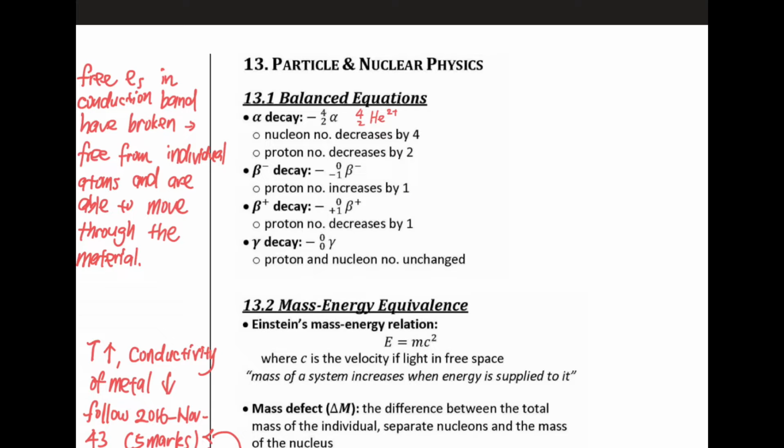Okay, so let's say for example, initially you have X, which is A and Z. So after that it becomes Y with alpha decay. So of course the nucleon number has to minus 4. The proton number you have to minus 2. So this is the example. Now we move on. The next one, beta minus decay.